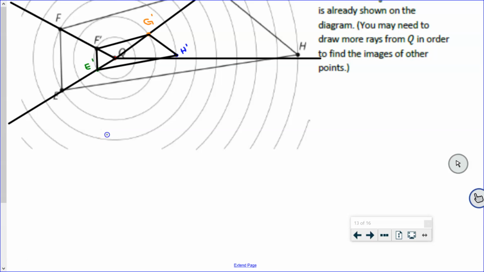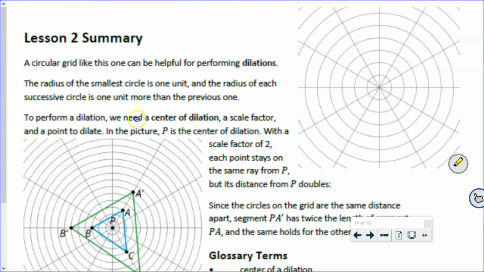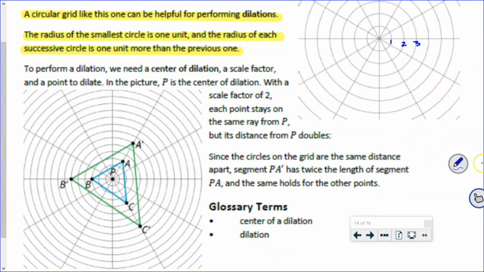Okay, let's summarize. A circular grid like this one can be helpful for performing dilations. Agree or disagree? Was really helpful. The radius of the smallest circle is 1 unit, and the radius of each successive circle is 1 unit more than the previous one. That's why we said this was 1, this was 2, and 3, and so on. To perform a dilation, we need a center of dilation, a scale factor, and at least a point that we're actually going to dilate. Otherwise, what's the point in doing a dilation?